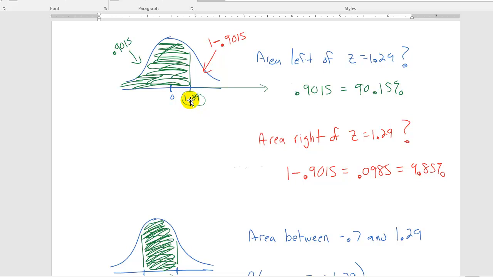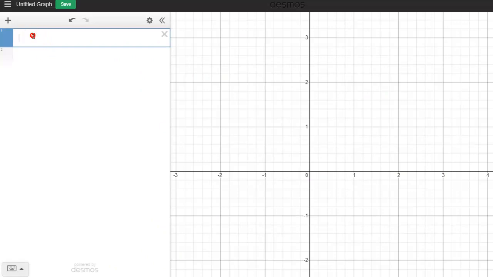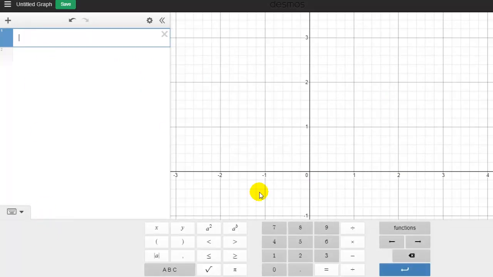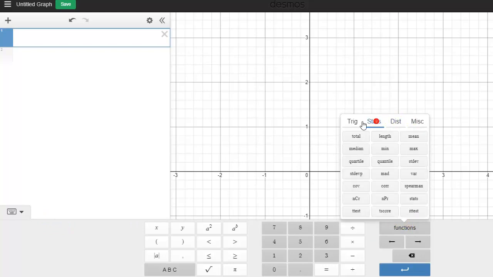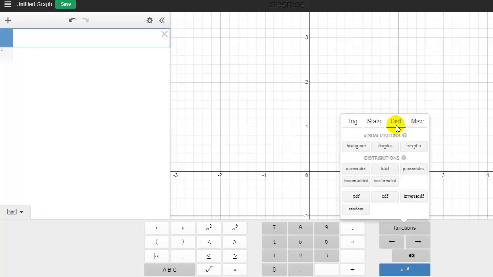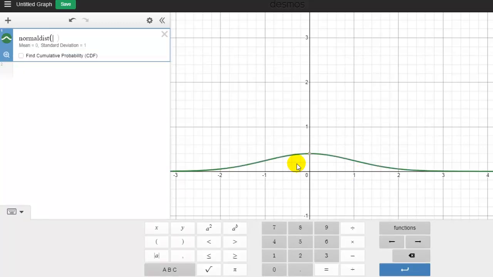So when we're doing standard normal data, our mean is always 0, our standard deviation is 1. If I bring up my Desmos calculator, I'm going to click the keyboard button, and notice under the functions key, we have a couple different types of functions. I want a distribution. So I'm doing a normal distribution, and the two inputs that it wants is the mean and the standard deviation, and it defaults to 0 and 1. I'm going to go ahead and type them in.